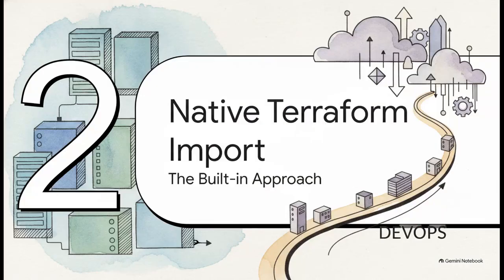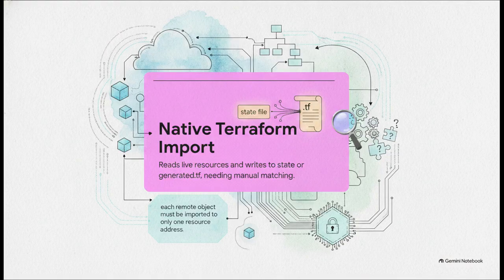Moving right along to Section 2, native Terraform import. So native Terraform import is the standard built-in solution for this. It's a process that reads your live resources and writes them to a state file or a generated .tf block. But look, it's not exactly a magic wand. Cloud services are super complex, and as HashiCorp's own docs point out, each remote object has to be imported to exactly one resource address. You really have to perfectly align your local state with reality, and that gets messy.